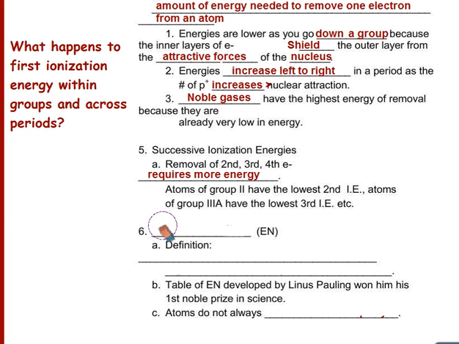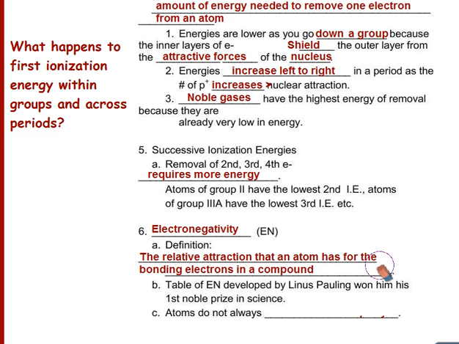Okay. Which then brings us to electronegativity, which is similar to ionization energy, and it follows a similar trend, but it's slightly different. Now, the definition of electronegativity is this. It is the relative attraction that an atom has for the bonding electrons in a compound. Now, what are the bonding electrons? Okay, they're the ones that are being shared when you combine your elements, when they start making compounds.